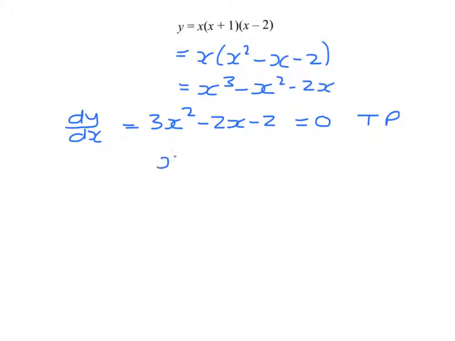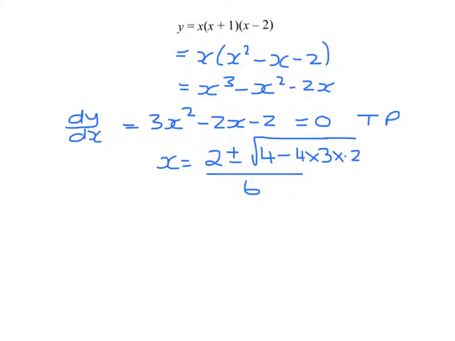It doesn't factorise, so x equals minus b plus or minus the square root of b squared minus 4 times a times c, all over 2a, and that gives us two answers: 1.22 and negative 0.55. Now I need to substitute those back in to get the corresponding y values, and that gives us minus 2.11 and 0.3.